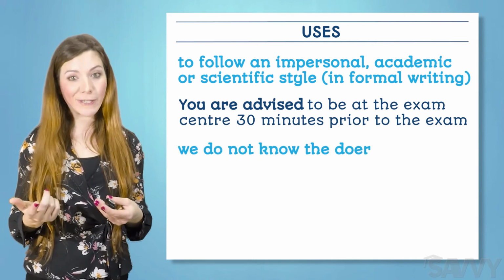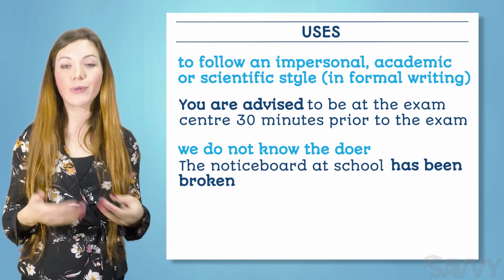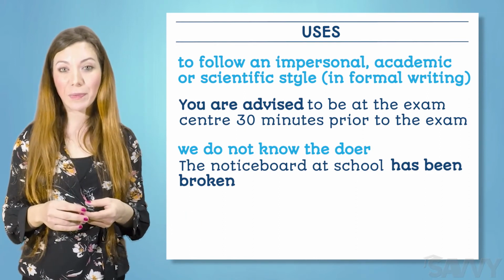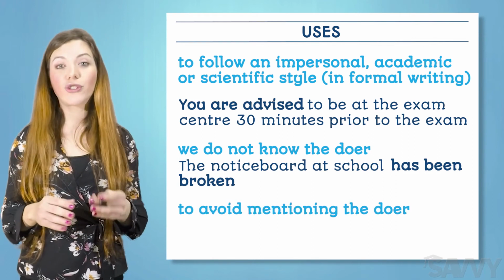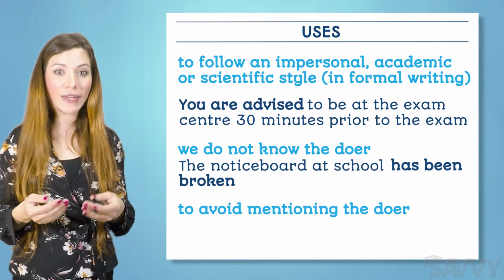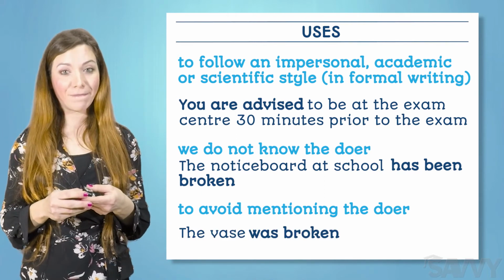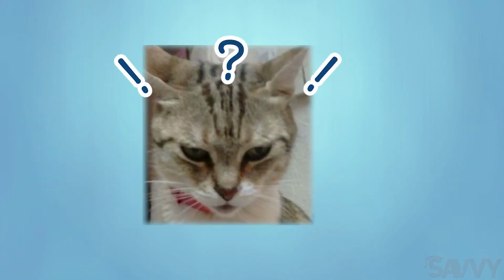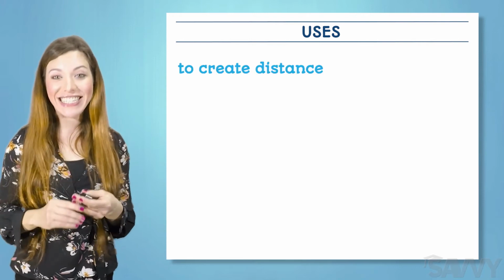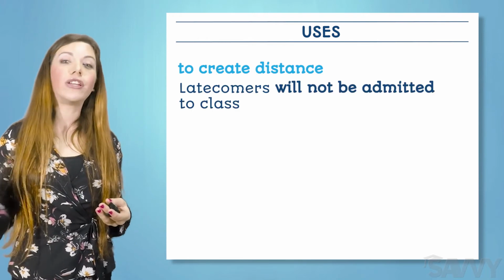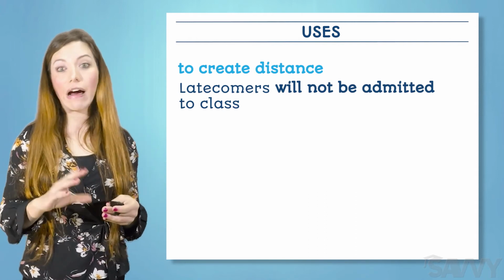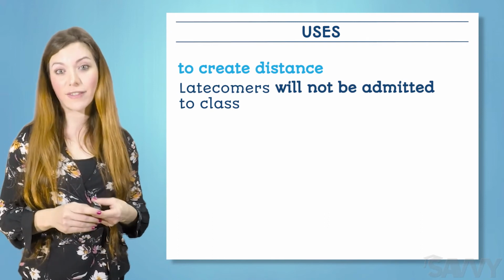We don't know the doer. The notice board at school has been broken. We don't know who broke it, so that's when we can use the passive. Or we want to avoid mentioning the doer. The vase was broken. Probably it was my cat, Simba, who broke the vase, but as they say, you're innocent until proven guilty. We can also use the passive to create distance. Latecomers will not be admitted to class. Maybe it sounds better than I will not be admitting you to class if you're late.